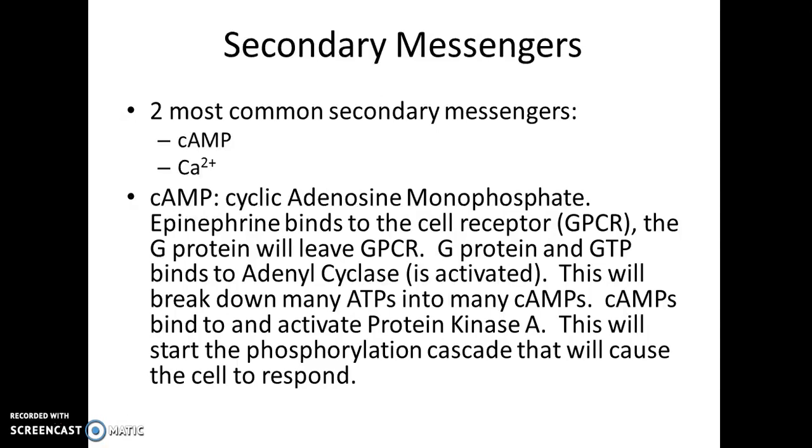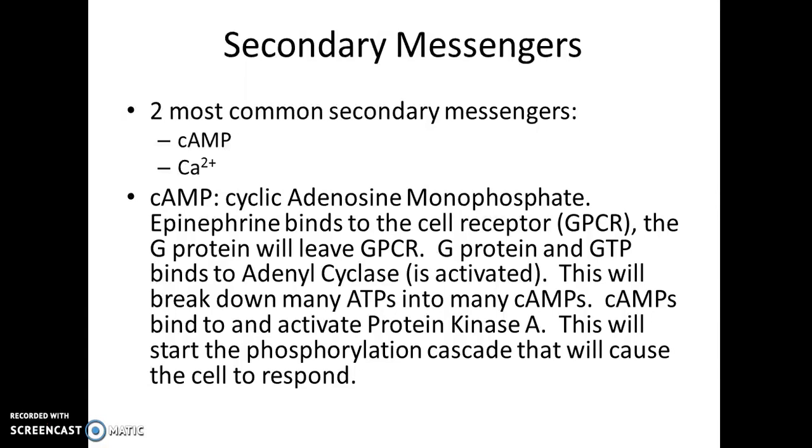Epinephrine, that thing that causes your heart to beat faster, the fight or flight type response, binds to the cell receptor. The G protein will leave the GPCR, and G protein and GTP bind to adenyl cyclase, which is activated. This will break down many ATPs into many cAMPs. The cAMPs bind and activate protein kinase A, and that'll start the phosphorylation cascade.